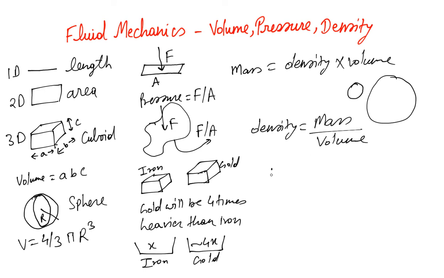For example, density of water is 1000 kilogram per meter cube. As we can figure out from the units, mass has unit of kilograms and volume has units of meter cube. Okay, so we covered these definitions, and we'll talk more about fluid mechanics in following lectures.